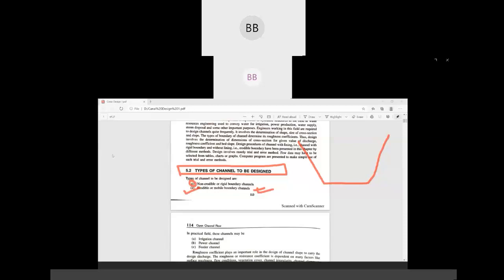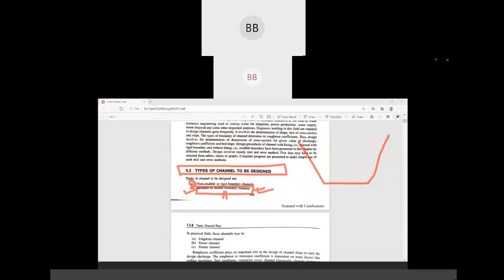If you see from your exam point of view, or for any competitive exam, this mobile boundary channel or erodible channel is most important. You can find most of the questions related to canal design from erodible or mobile boundary channel. That is your number two.